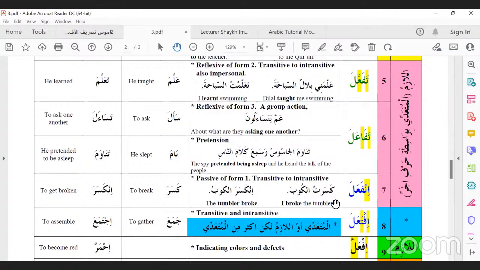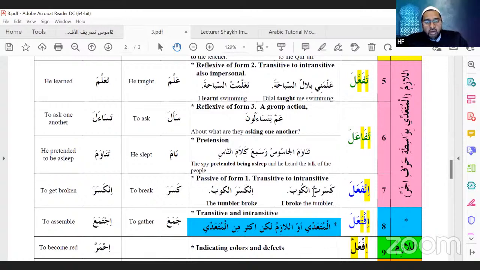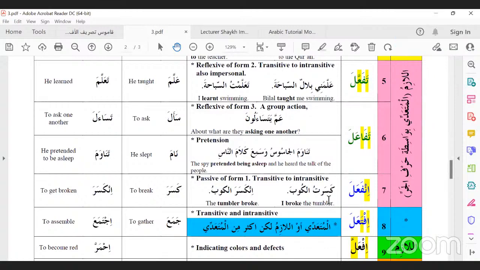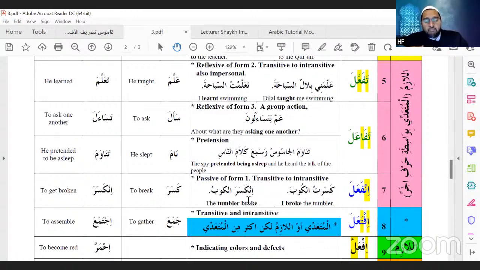Let me explain. Kasartu al-kuba, I broke the tumbler. So I am doing the action. Now in kasara, it comes as the passive of this verb itself, kasartu, I broke. So I broke the tumbler, but here in kasara al-kubu, the tumbler broke. So it's coming in the passive form of form 1, which is kasartu, I broke.